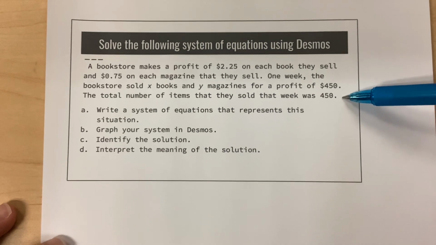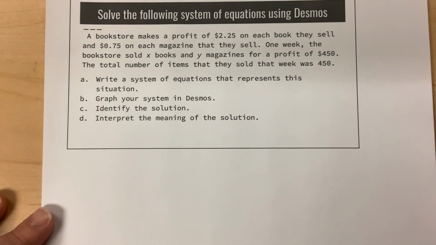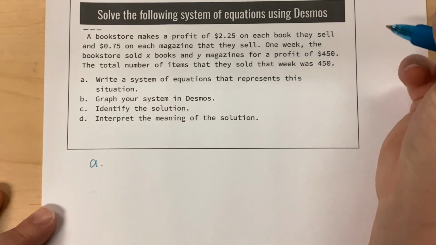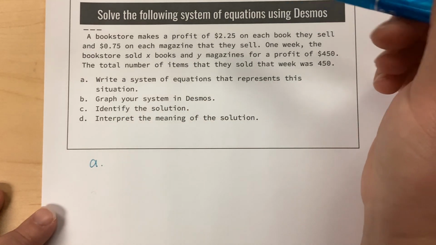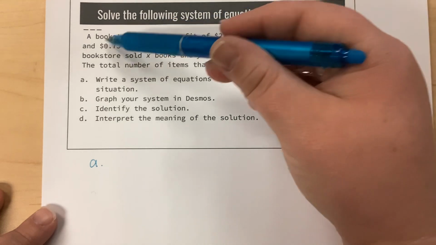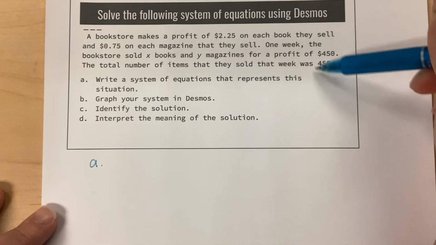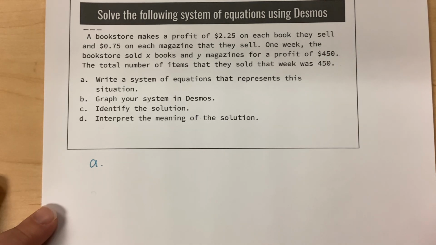All right, so the first thing we need to do is write a system of equations that represents the situation. So we have two things going on here. We have how much they make for each book and how much they make for each magazine, and we know how much money they made and what the total number of items was that they sold. So for this problem, we don't have a rate of change and a starting value for each thing that's going on here. So we're going to have two standard form equations.